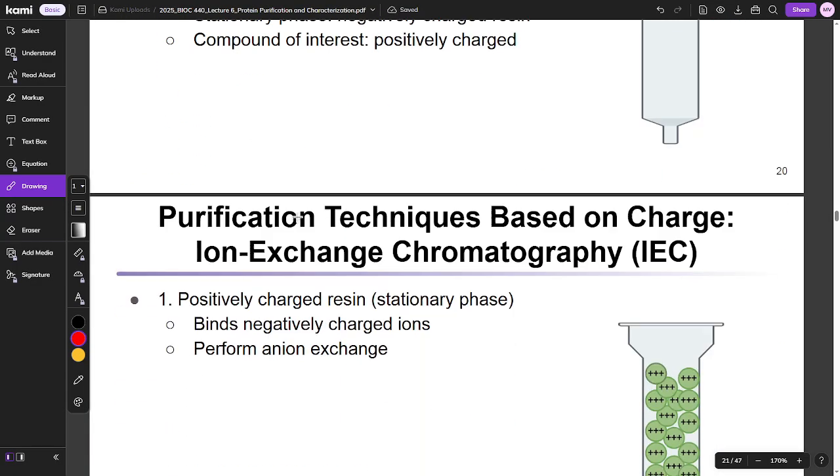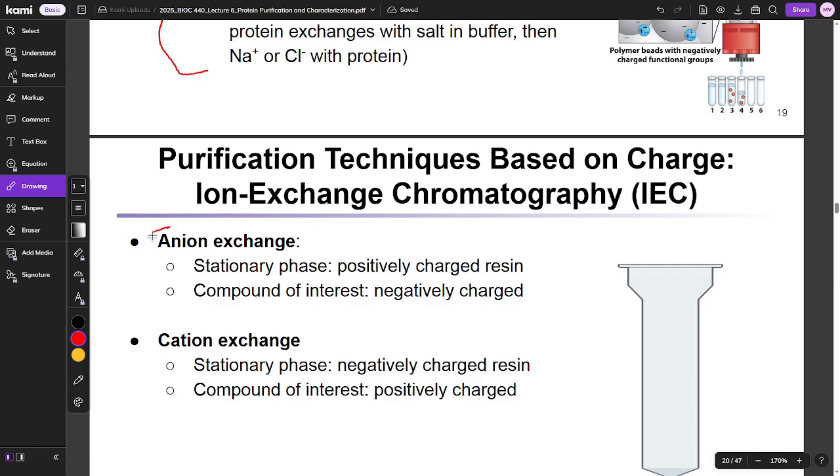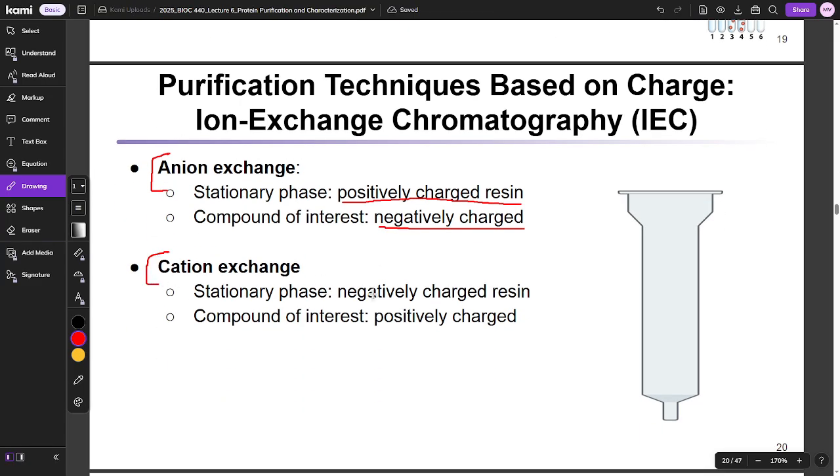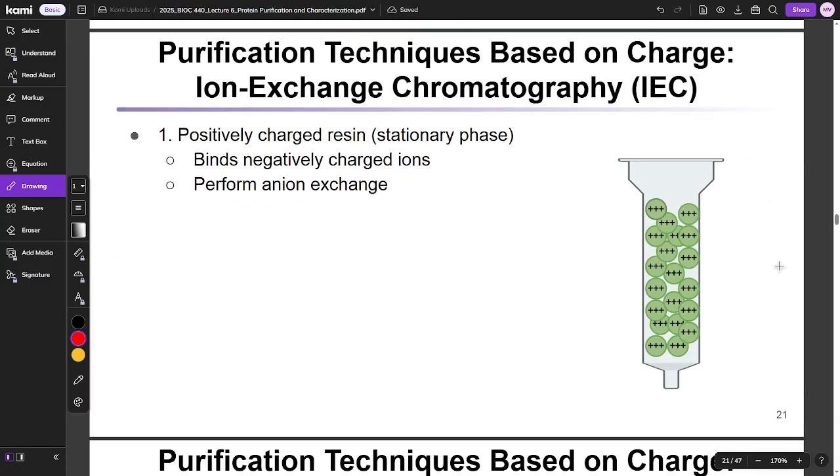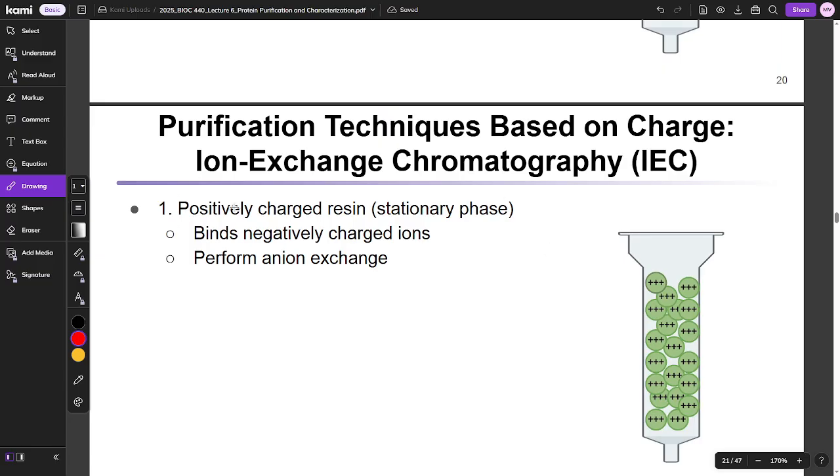The one thing you should know is that for anion exchange columns, we have a stationary phase that is positively charged, and we're trying to exchange a negative charge for a negatively charged protein. For cation exchange, it's the opposite. We start with a negatively charged resin and we're trying to exchange positively charged proteins. Here's an example of an anion exchange column, because we're initially binding charged ions and performing an anion exchange.